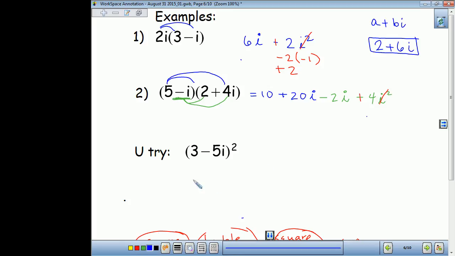Now we're going to combine our real parts, just like we did over the weekend on our homework. So we combine our real parts and we get 14. We combine the imaginary parts and we get a positive 89i. So I got the answer. The product of those two complex numbers is this. All right, you try.